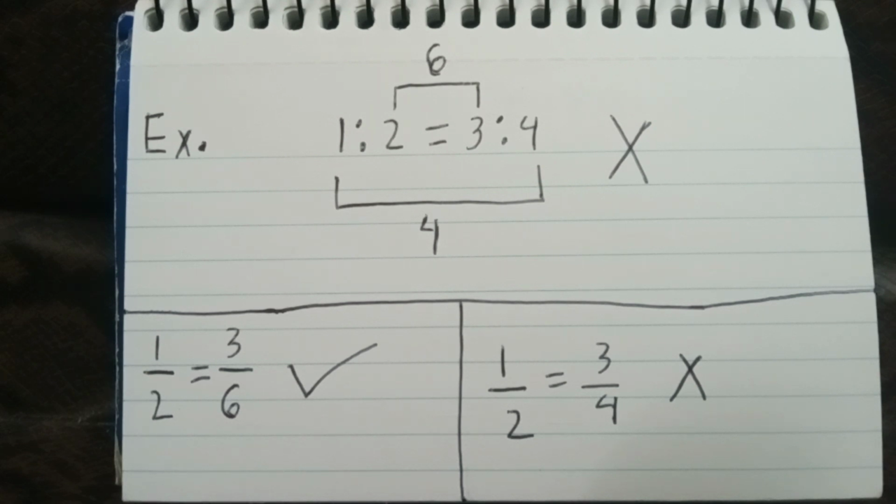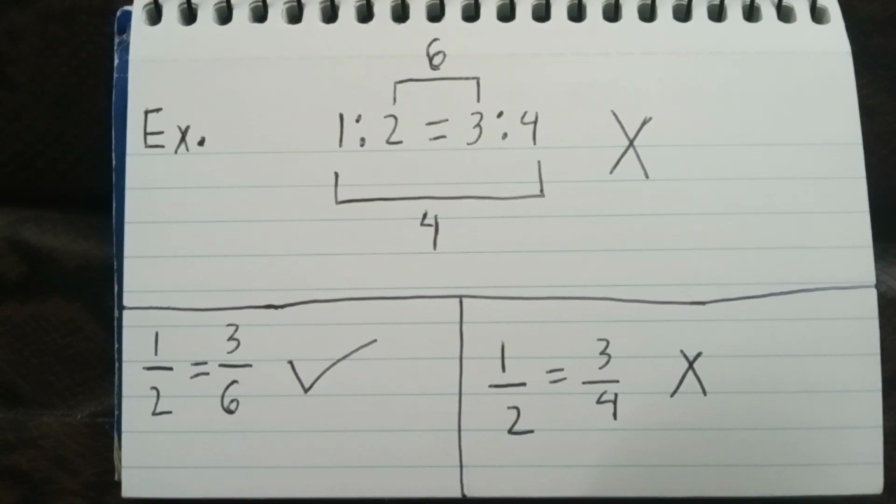So as you can see down there, I tried to write them in fractional form. So 1 half is equivalent to 3 over 6. So what we have to do here is cross multiply. So 1 times 6 will give us 6 and 2 times 3 will give us 6. That means it is a proportion.